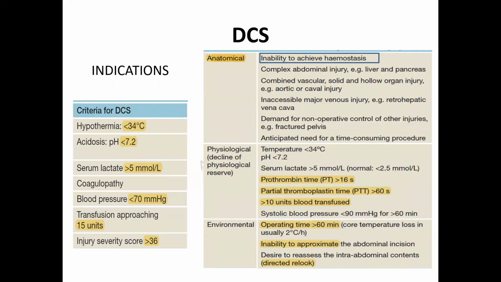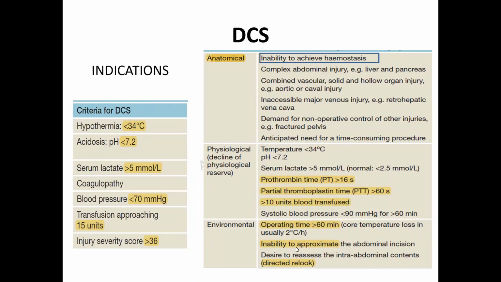The anatomical indicators: you have opened the abdomen or you have started some surgery, but you are not able to achieve complete hemostasis, or the procedure is very complex. The organ injured is very complex, for example liver, pancreas, or there is severe vascular injury which you are not able to salvage. So just control or clamp, whatever can be done, the minimum you do and come out. So that is the indication.